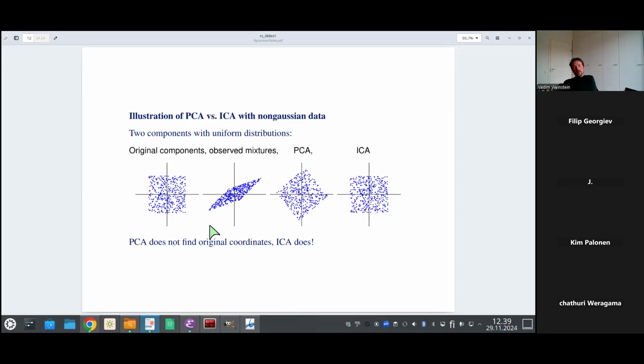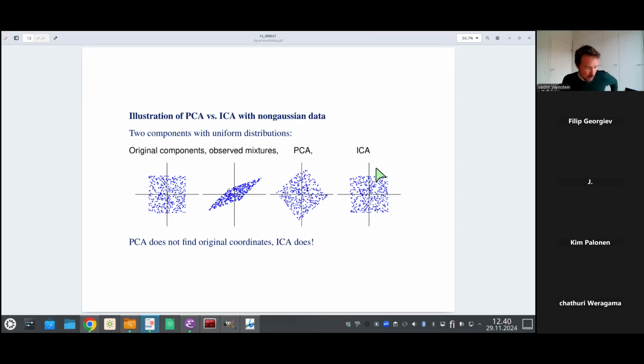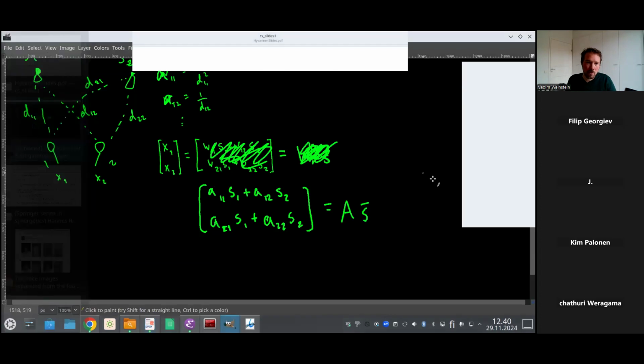So yeah, a very simple example is when you have two uniform variables and you mix them; from this, you can recover with ICA back to the square. So you find basically the vectors which point in the direction of independence. Before we go much further, let me explain this a little bit more with a picture.